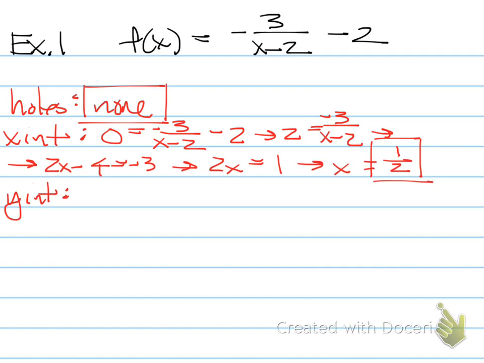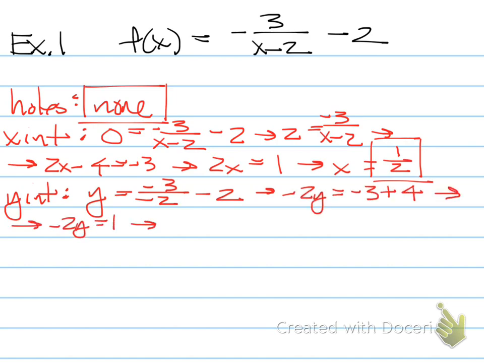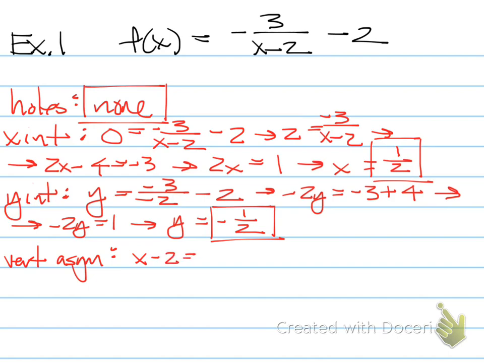The y-intercept we find by plugging in 0 for the x's. When we plug in 0 for the x, we get y equals -1/2. And then for vertical asymptotes, we're going to set the factors in the denominator equal to 0, so we have a vertical asymptote at x equals 2.